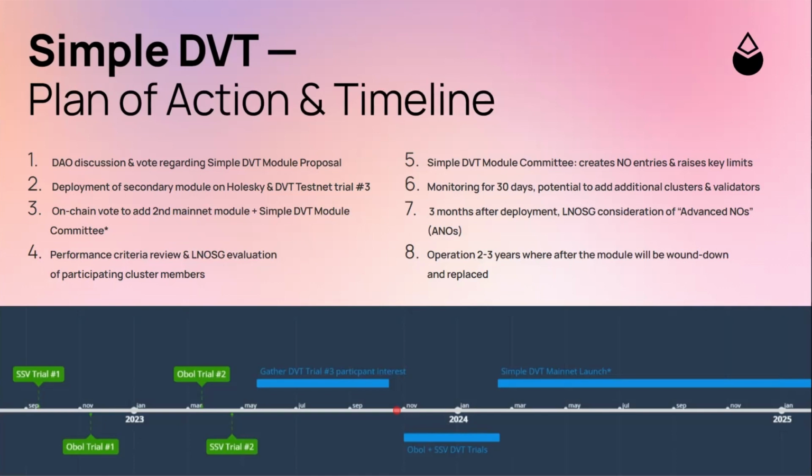A final point here to talk through in detail is that 3 months after the deployment, the NOCC could consider something that would be classified, really just for classification purposes, with the title of advanced node operators. So advanced node operators would be node operators that participated in the testnet trial, participated on mainnet, had strong performance, potentially were helpful with other community members through the trials in terms of troubleshooting or any other issues. And if this designation was then moved forward with, clusters that have 50% or more of the constituents being advanced node operators could potentially raise the validator limits to more significant numbers.